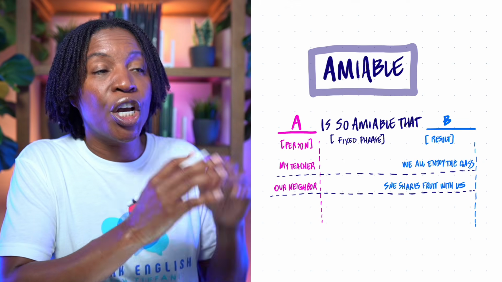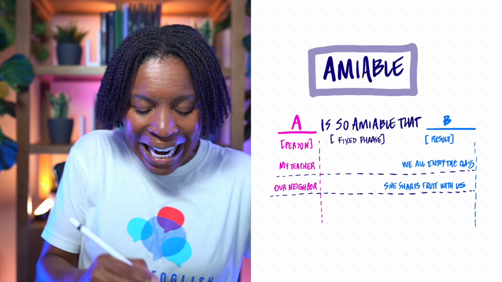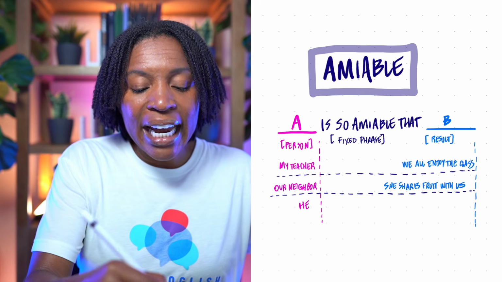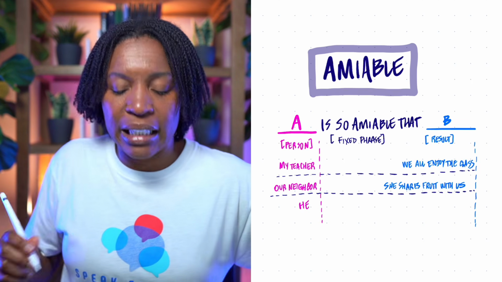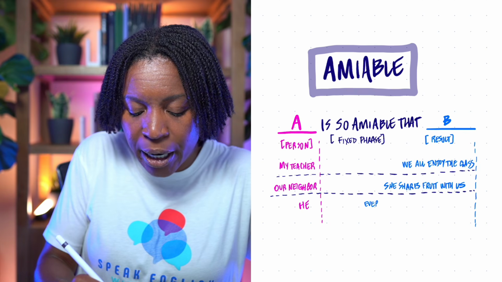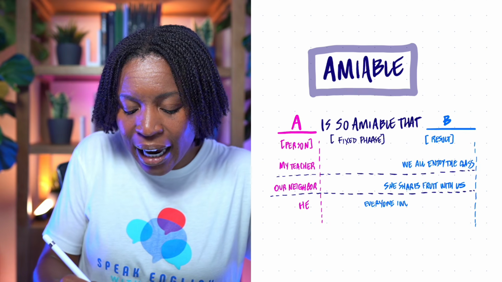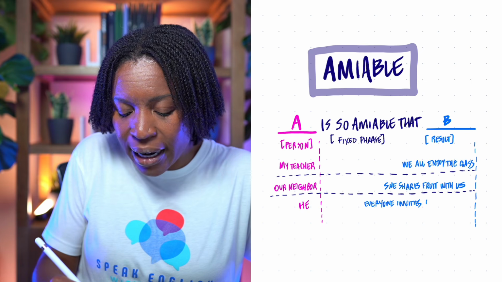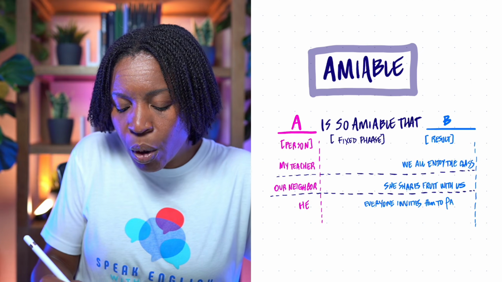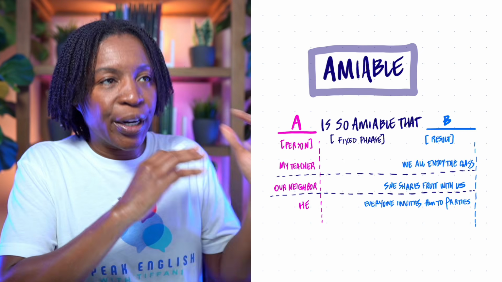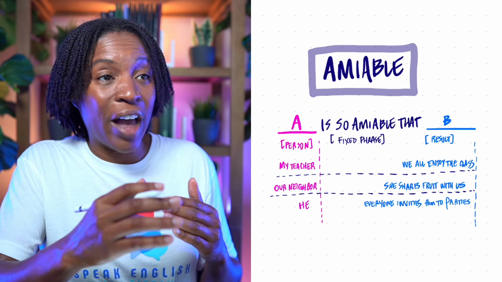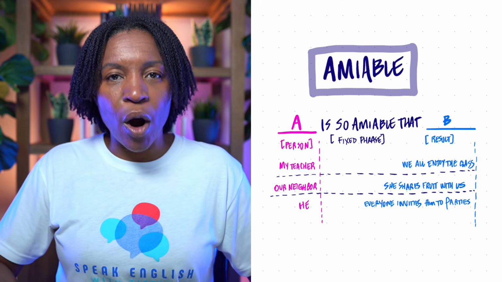Now a third example sentence. Again, letter A being the person, we're going to say he. He is so amiable that, what's letter B? The result. Everyone invites him to parties. He's so pleasant. He's so kind. The result, everyone invites him to parties. Here's the sentence. He is so amiable that everyone invites him to parties. Makes sense, right? So again, we have three words: appease, coerce, and amiable.